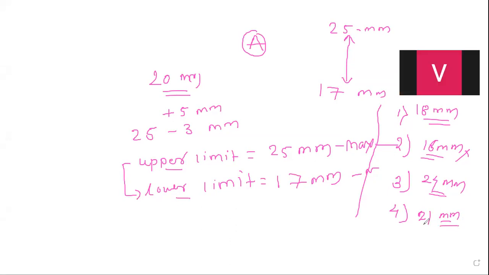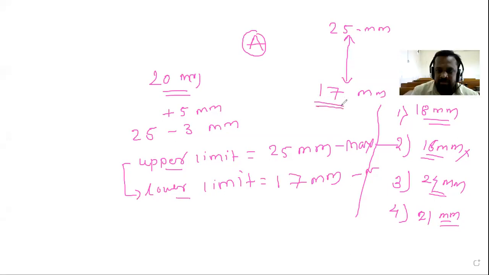Because it is in between 17 and 25. What are that 17 and 25 mm? Lower limit and upper limit. Okay, good. The 17 mm is the lower limit, means minimum permissible size, and that 25 is the maximum limit, means it is the maximum permissible limit.